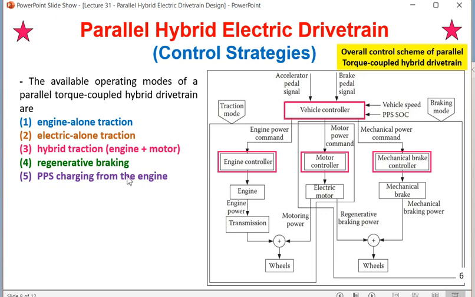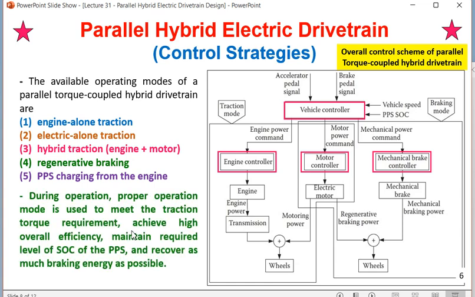So PPS gets charged from 3 ways. One is during regenerative braking, it is getting charged from the wheel. Second is it can be directly plugged in and charged. And third thing, primary controller or primary energy source, this one engine power command, it can charge the PPS source. So this motor PPS, which should be somewhere here, so you can add a block here with motor PPS, and this engine. So engine actually through this whole process it can charge the PPS source. So this is the fifth one, PPS charging from the engine.